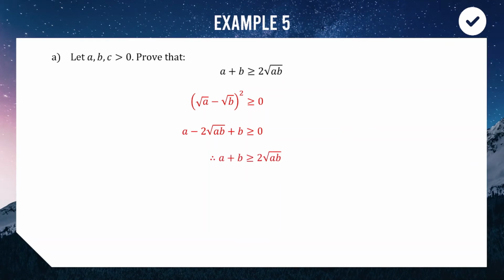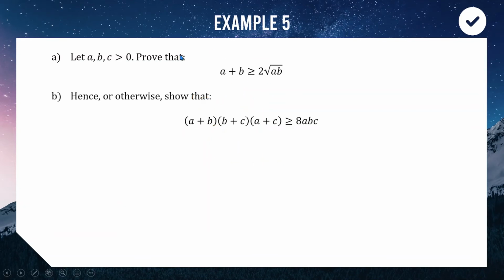Okay, so quite often you'll have inequality questions set up like this, where part A is relatively easy, and then you use that to make part B a bit more doable. So in part B, we have hence or otherwise show that A plus B times B plus C times A plus C is greater than or equal to 8ABC. So looking at part A, we have some information about A plus B. We know this is greater than or equal to 2 root AB.